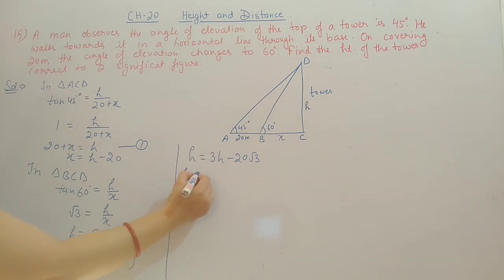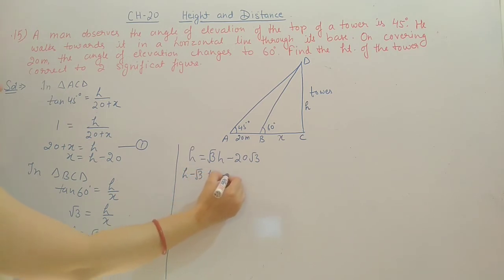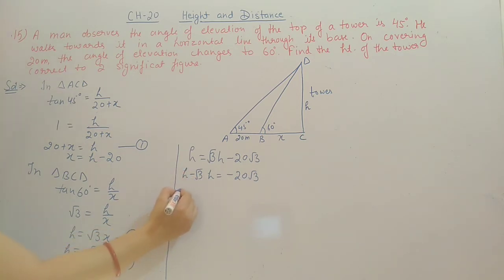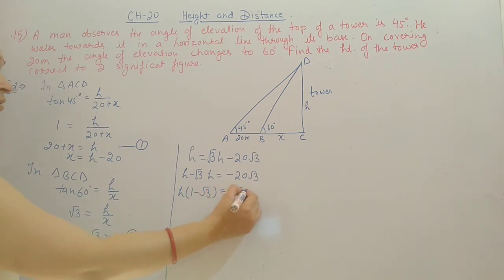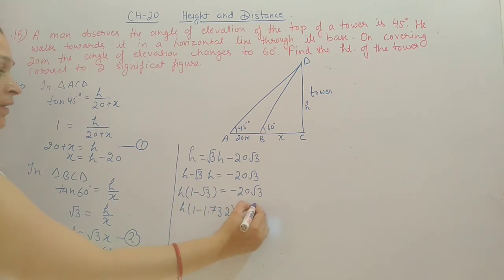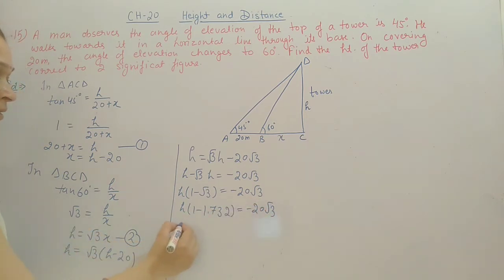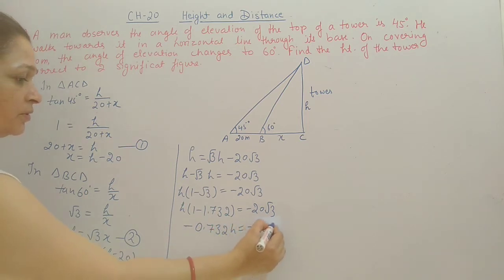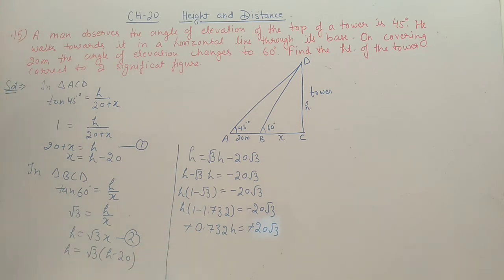So h minus 3 root 3 h is equal to minus 20 root 3. Substitute the value of root 3. First you take h common. 1 minus root 3 is equal to minus 20 root 3. 1 minus 1.732, so you will get here minus 0.732h is equal to minus 20 root 3. Minus to minus we can cancel.